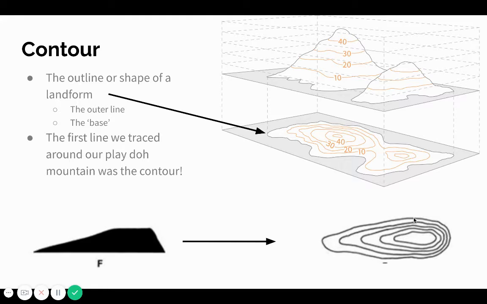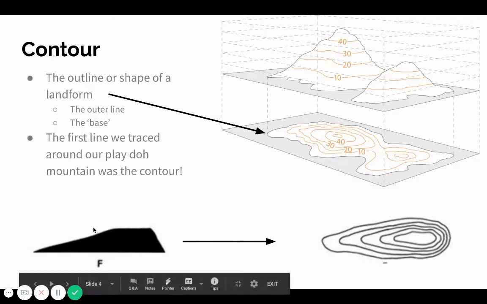Let's start with the contour. So the contour is the outline or shape of a landform. So think its base or the outer line here. So the first line that we traced around our plateau mountains was the contour. And the contour is very important when drawing contour maps as it represents the shape of the entire land feature, like this example here. So we can see it has this long left side that has a gentle slope, and it's represented here on the map, this long left side, and my lines are farther apart, so I know that this is a gentle slope.